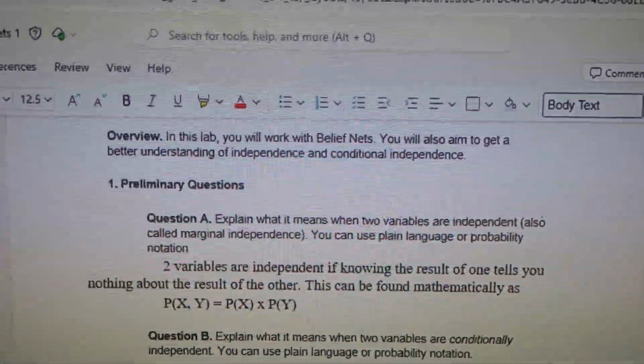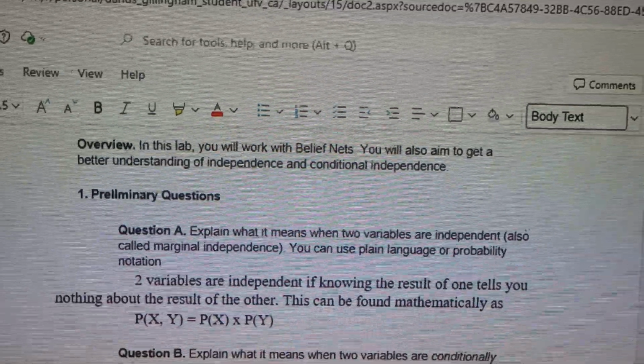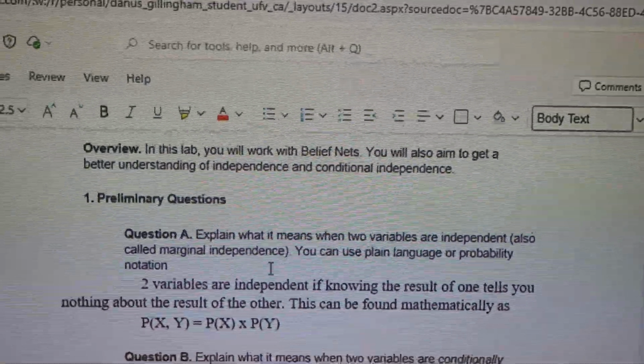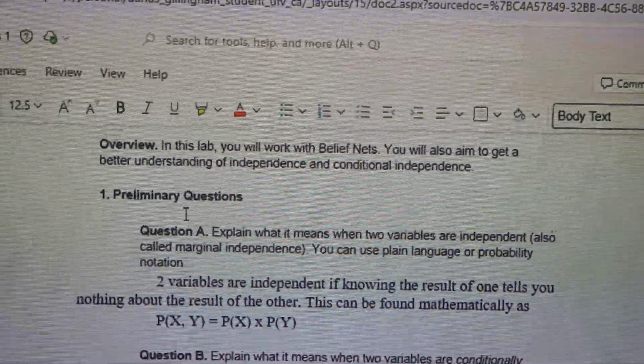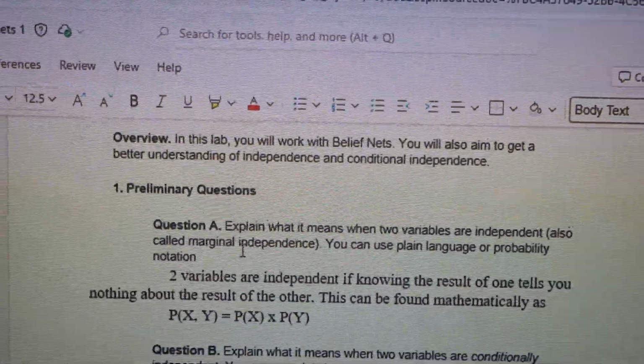Okay, this is Darius with the Comp 380 Lab 8 Belief Networks. This goes over belief networks, probability, independence between variables, all that type of stuff.